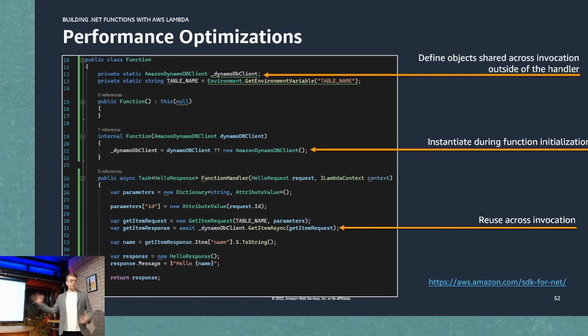Again, this is .NET specific code, but the examples here apply for any programming language, and it's kind of what I was talking about before around where you initialize things. So anything that you can reuse from invoke to invoke, do that outside of the handler itself. Do that in your constructor or for your init phase. Are there any restrictions on execution time? Yes.